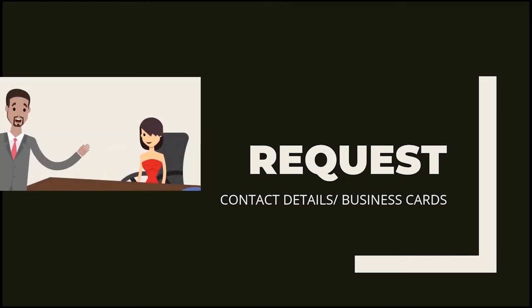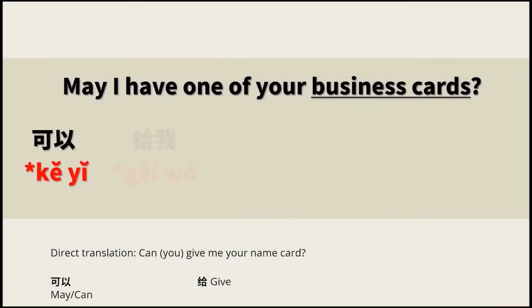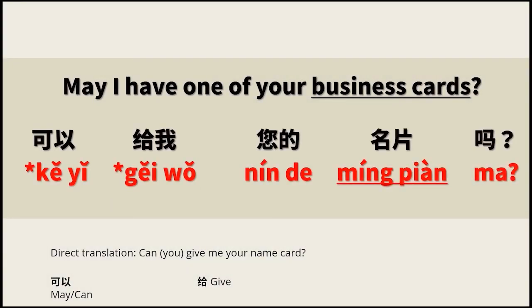In the first part, we talked about an indirect way to get the person's contact details. Now, in part B, we would be more proactive. We ask the person directly for a business card. May I have one of your business cards? 可以给我您的名片吗? Please take note this sentence has a lot of tone changes, so just repeat after me.